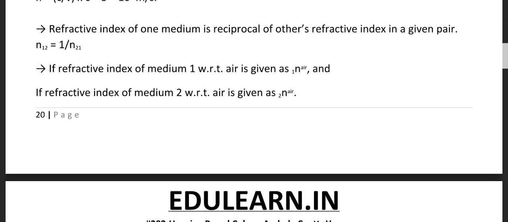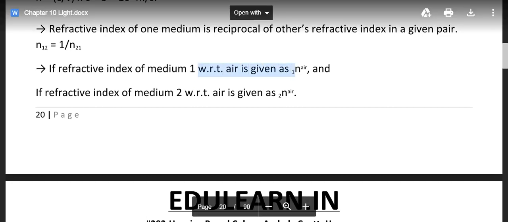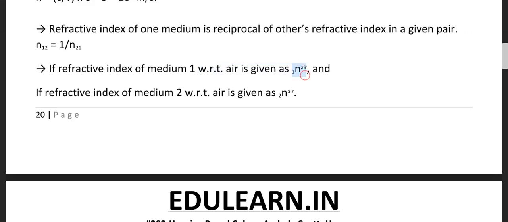Now refractive index of one medium is reciprocal of other refractive index in a given pair. For example, how we are going to write in this case is if we are going to find out the refractive index of 1 and 2, then we have to apply this formula 1 upon n 2 1. If the refractive index of medium 1 with respect to air is given as 1 n air, so we are going to write like this.